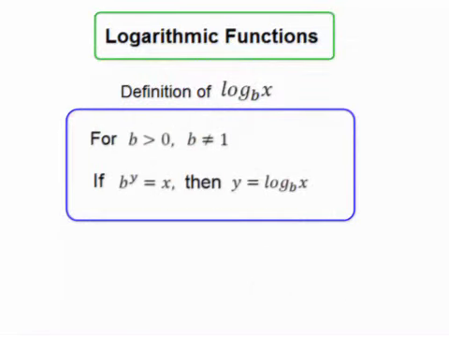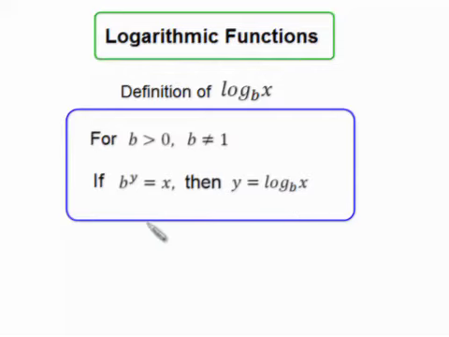Next, we'll look at the inverse of exponentials, called logarithms. The definition of the log base b of x is, for b greater than 0 and b cannot be 1, if b to the y equals x, then y equals the log base b of x. Compare the idea that numbers can be written in more than one way: a half is written as a fraction, but it can also be written as a decimal, 0.5, or a percent, 50%. Exponentials can be written in another way, as logarithms.